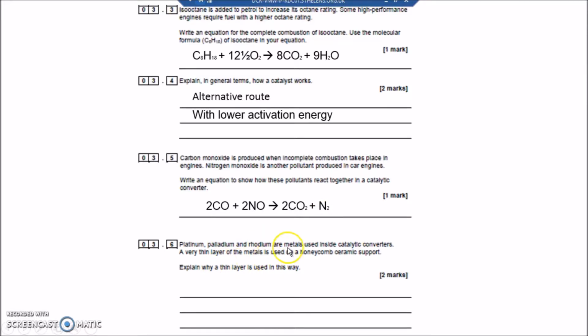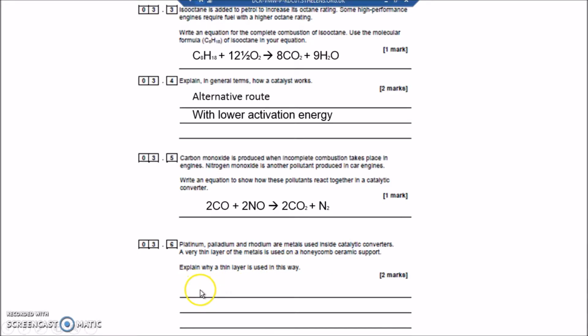Platinum, palladium, rhodium are metals used inside catalytic converters. These are very expensive. Platinum is used to make some of the most expensive jewellery in the world. A very thin layer of these metals is used on a honeycomb ceramic support. So there's some kind of ceramic honeycomb middle, and then the expensive metals are used as catalysts on the outside. Explain why a thin layer is used this way.